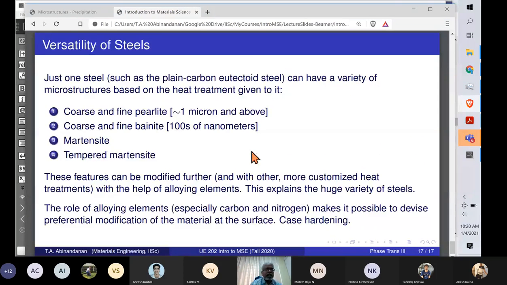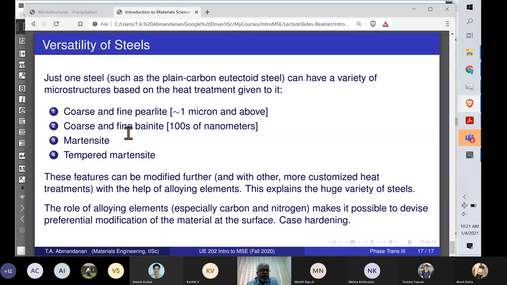Okay, last slide. The versatility of steels is based on the huge variety of microstructures that you can produce using a variety of heat treatments. You can go from extremely coarse pearlite, if you run the transformation at temperatures close to the eutectoid temperature, to fine pearlite, and the microstructural length scale here, that is the interlamellar spacing, is again about 1 micron and above.